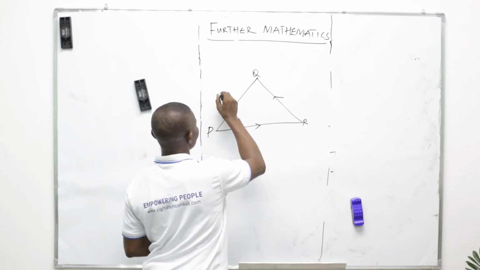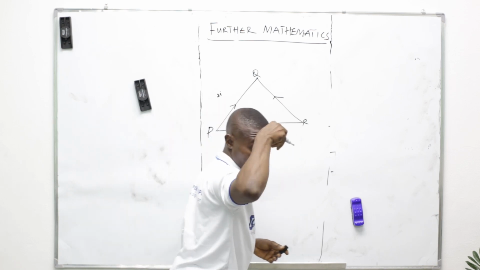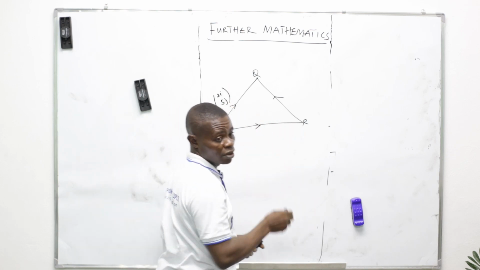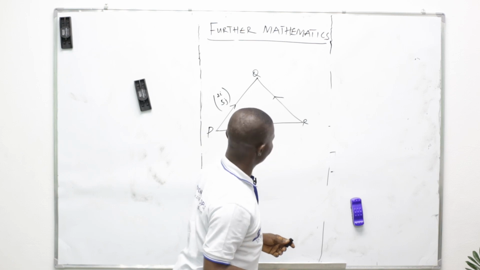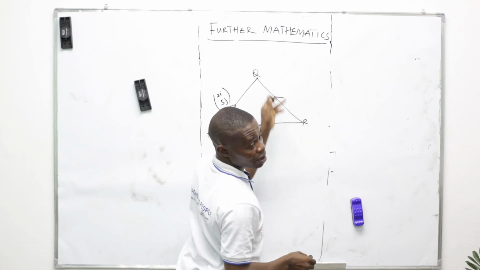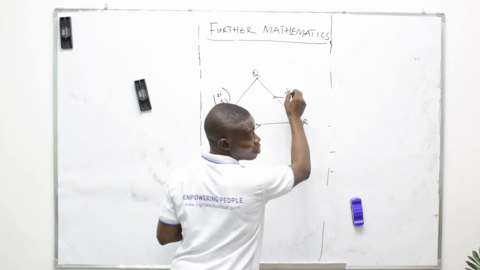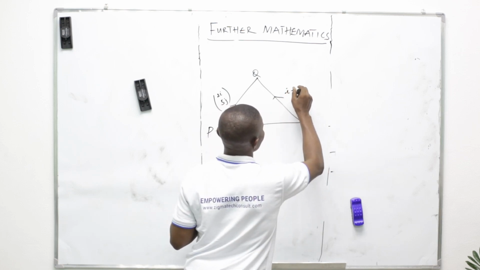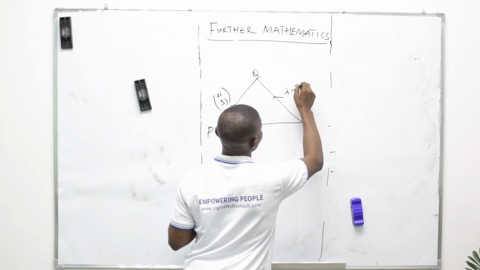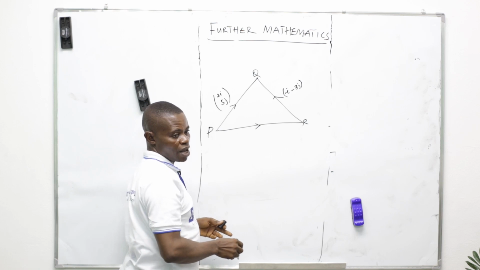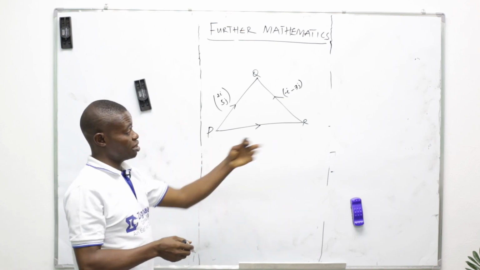2I and the 5J. Good. The other one is RQ. This way was given. That is minus I minus 7J. Good. Find PR. Interesting. Just here.